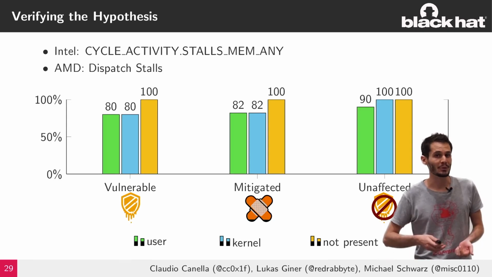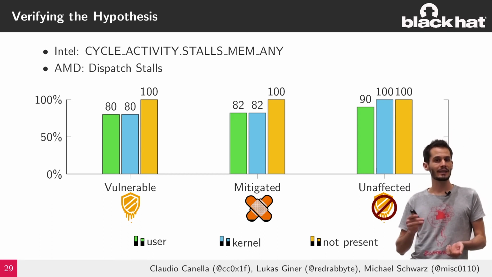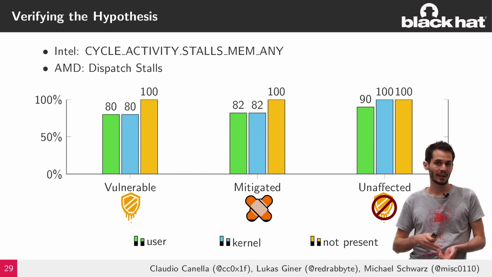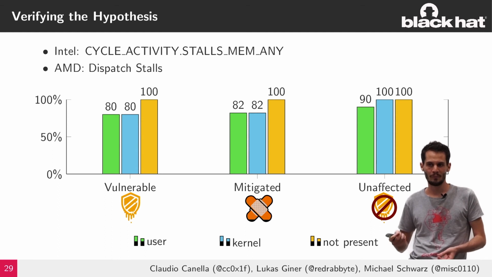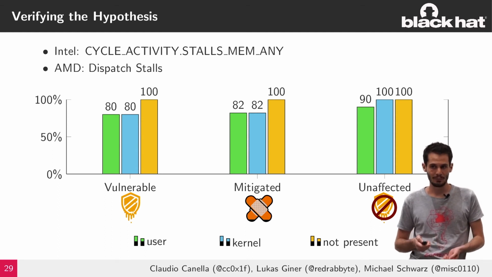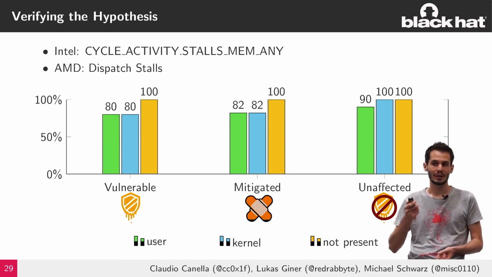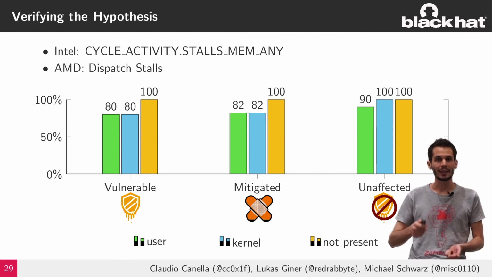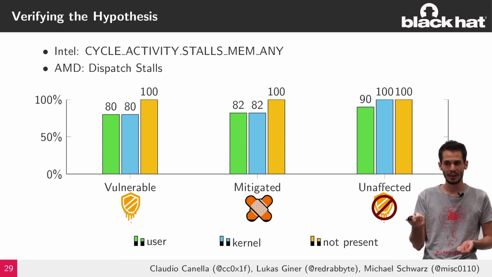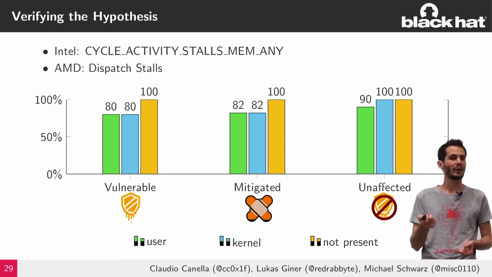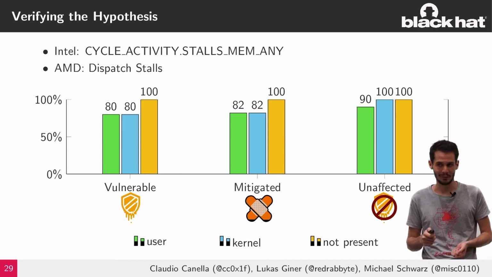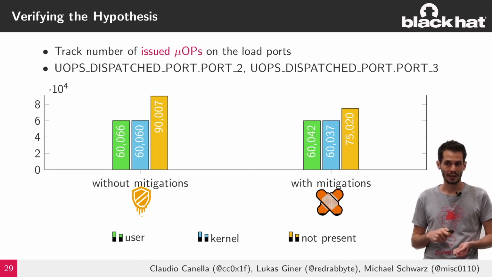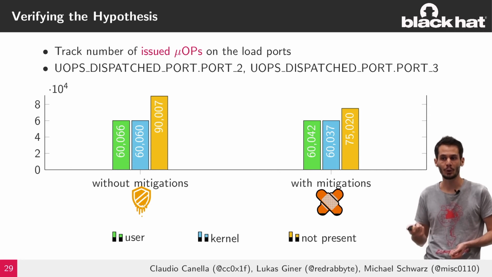First we look at memory stalls, and we compare Intel CPUs that are vulnerable, that are mitigated, and an AMD CPU. What we can see is that on a vulnerable CPU and on a mitigated CPU, for user and kernel accesses, there is the same percentage of stalls. That is not 100% like it is for non-present. And on an unaffected CPU, such as an AMD CPU, non-present pages and kernel pages both stall 100% of the time.